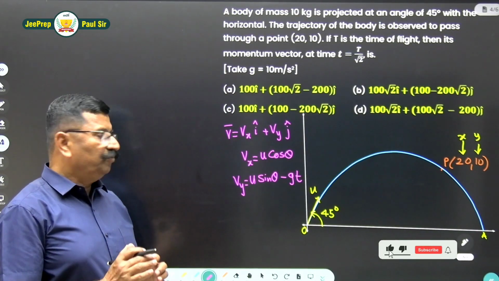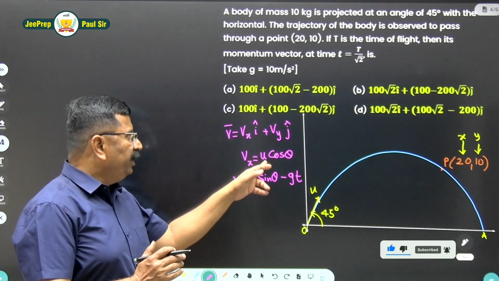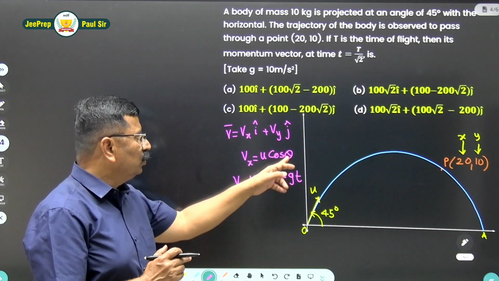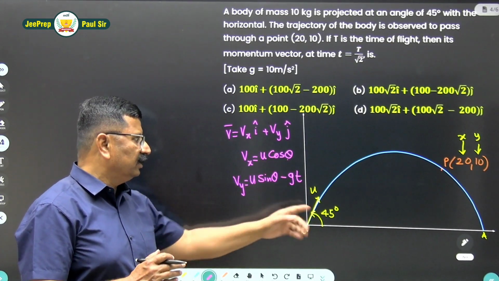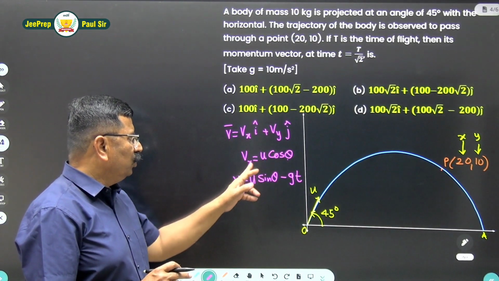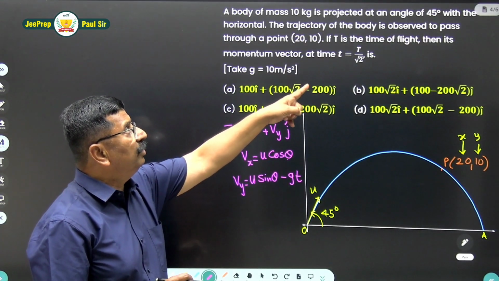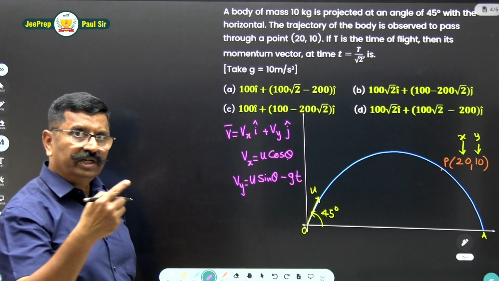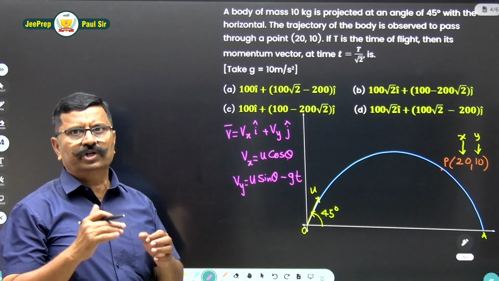So if we want to find the vx component and the vy component, then we need to know the initial velocity u, and also the angle theta and time t. Out of this, we are given the angle theta, that is 45 degrees. There is no question about that. But we need to find u and time t, because time t is given as capital T upon root 2, but we don't know this time of flight. So we will have to calculate the time of flight also. Let us first calculate the initial velocity u.